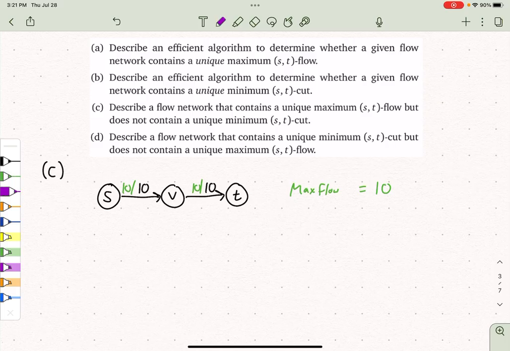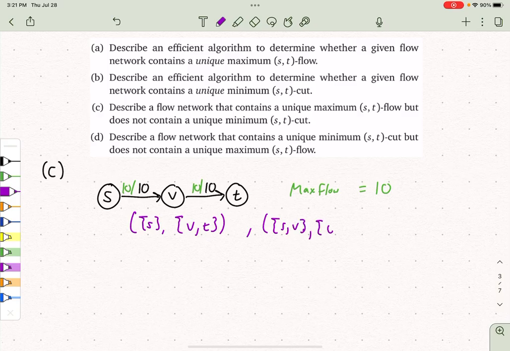But there's two min cuts. So the set of S and then the set of VT, that's one min cut, and the set of SV, set of T, these are both min cuts. So why? Well, if we draw the picture, that's one of the cuts, and this is the other cut. Clearly, both of them have capacity 10 because there's only one edge crossing the cut in both cases. And their capacities are 10.